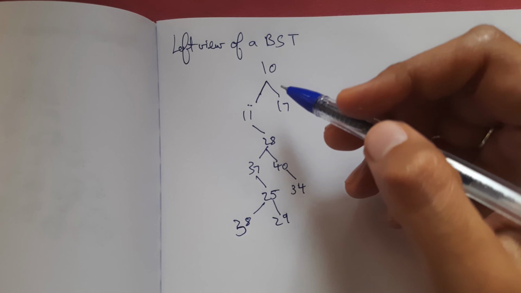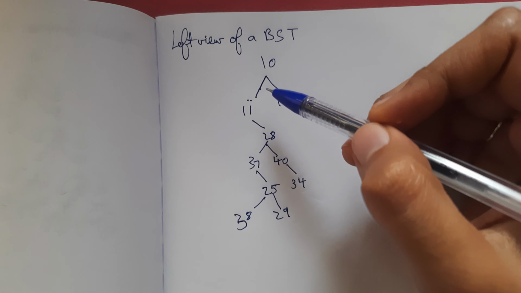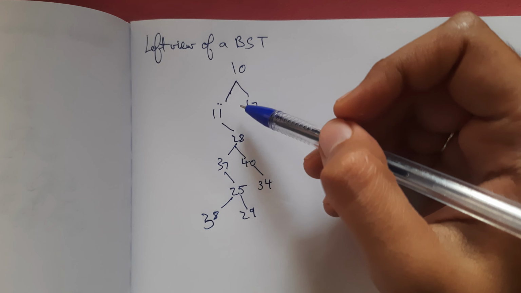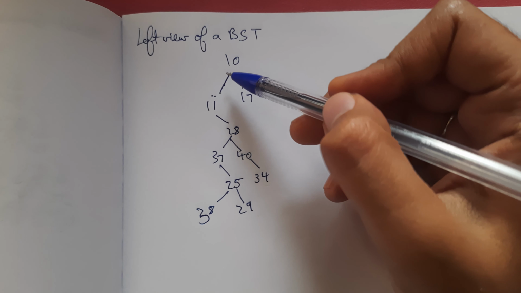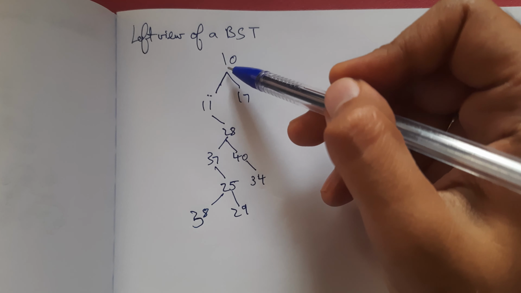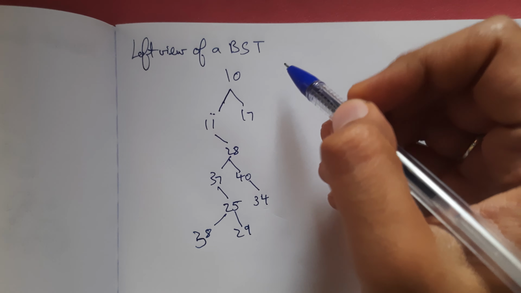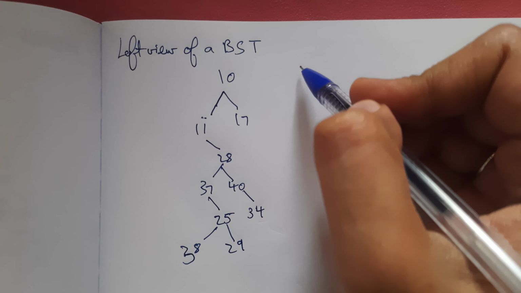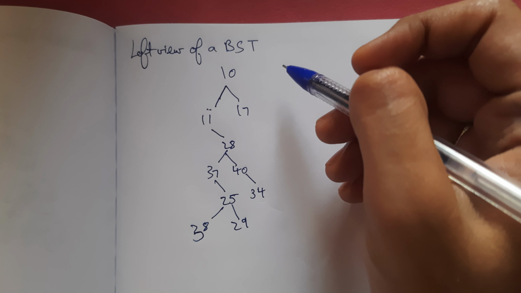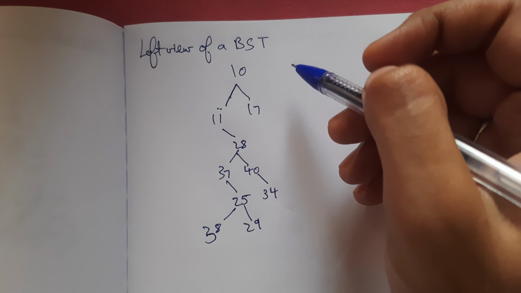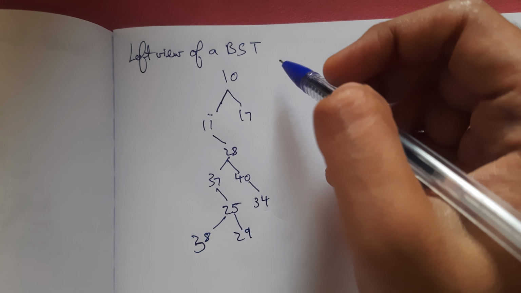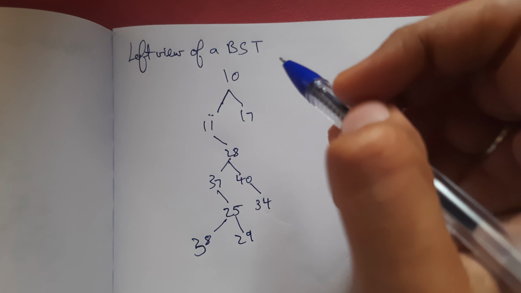Take this example to find out the left view of a BST. As you see in this given binary search tree, the values which will be printed as the left view are 10, 11, 28, 37, 25 and 38. We'll now see if that is going to be the case. The program starts from the root node, which is node 10. At node 10, the value given to the function, which is level, is 0. We check the if condition to see if max level is less than level. Since that is not the case, the if condition is not satisfied.